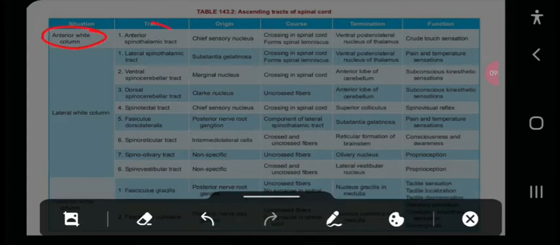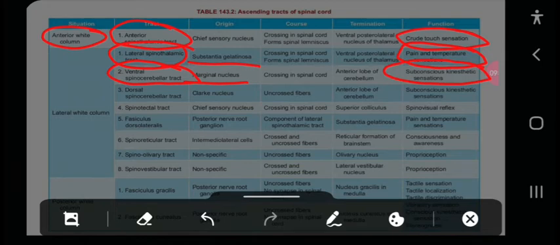Anterior white columns, anterior spinothalamic tract, crude touch sensation. Lateral spinothalamic tract, substantia gelatinosa, crossing in spinal cord forms spinal lemniscus, ventral posterolateral nucleus of thalamus, pain and temperature sensation. Ventral spinocerebellar tract, marginal nucleus, crossing in spinal cord, anterior lobe of cerebellum, subconscious kinesthetic sensation.